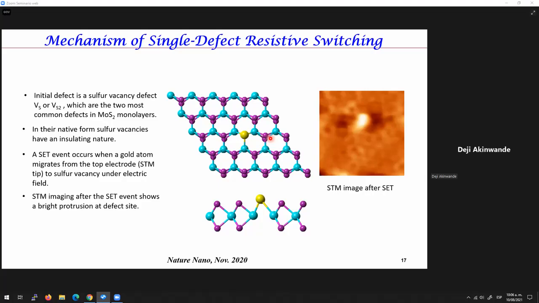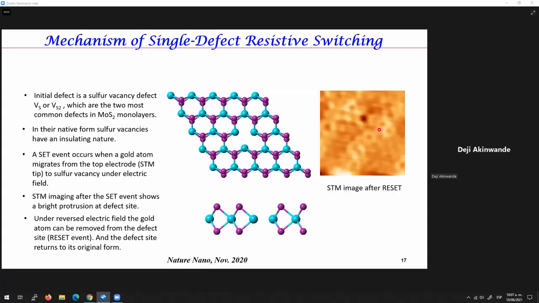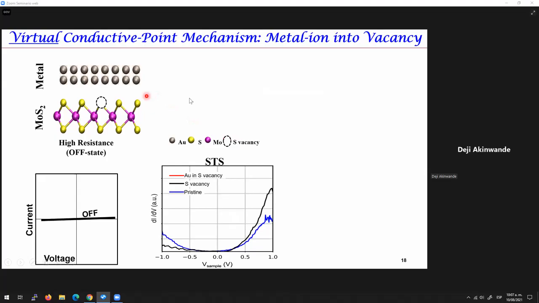What about the reset? So we said, okay, using the STM to apply the negative polarity voltage, one should be able to desorb this metal ion. And that is, in fact, what is illustrated schematically here. And you see the reset curves shown here. These are the STM transport measurements. And then subsequent imaging confirmed that we can return to the initial state of the sulfur vacancy, in this case, the disulfur vacancy.